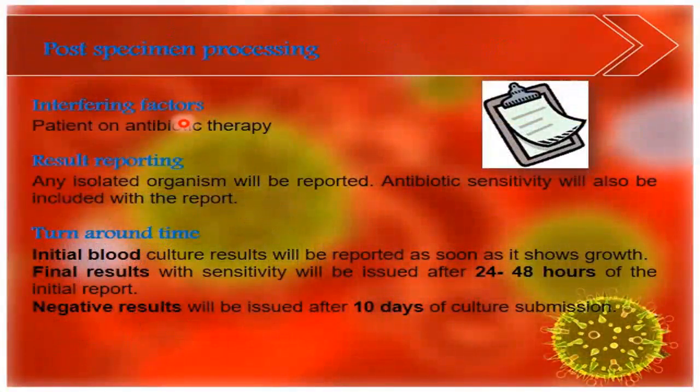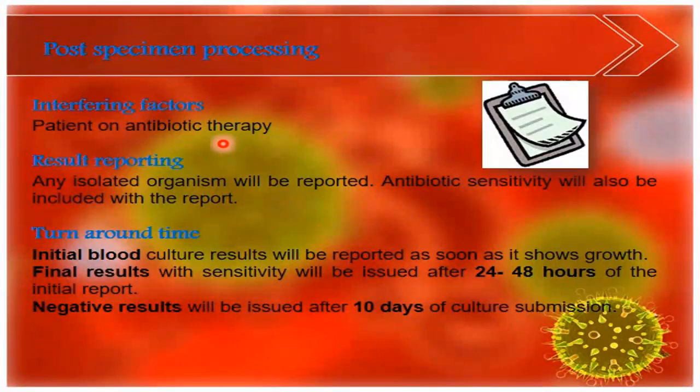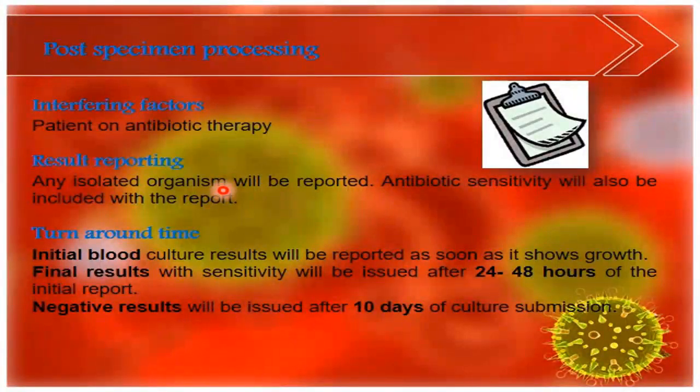The interfering factors: patients on antibiotic therapy is the most interfering factor for a successful blood culture. Turnaround and resulting reporting: any isolated organism will be reported. Why? Because blood is a sterile body fluid, and any organism found is considered a pathogen. But we must differentiate between contaminant and true pathogen.